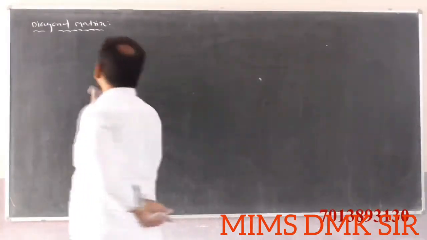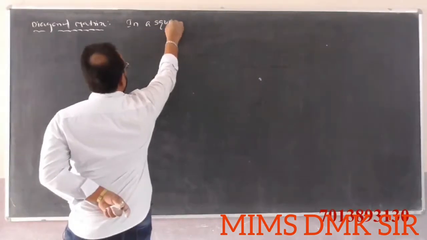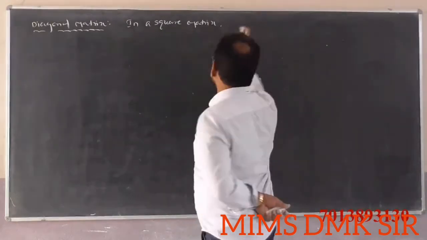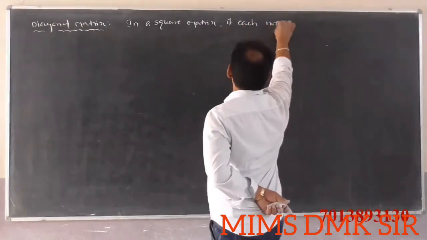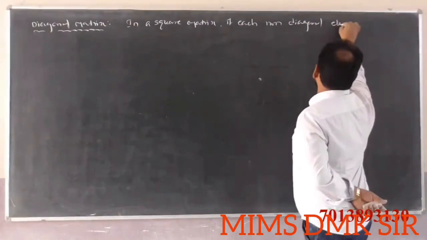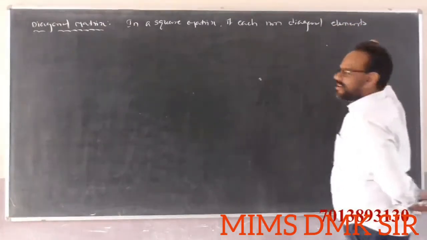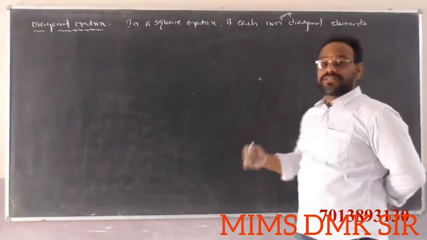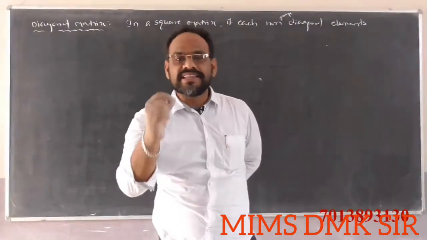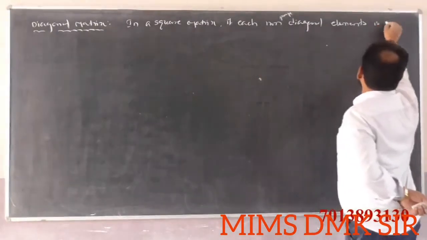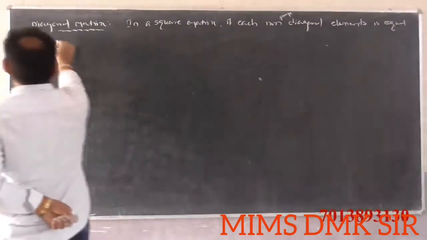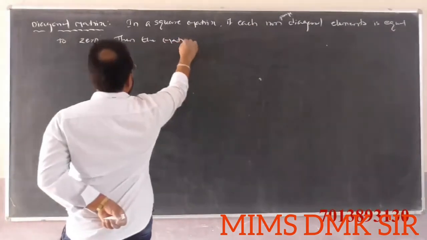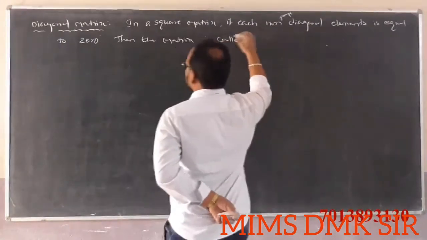In a square matrix, if each non-diagonal element, already we know that non-diagonal elements means non-principal diagonal elements, is equal to 0, then the matrix is called a diagonal matrix.